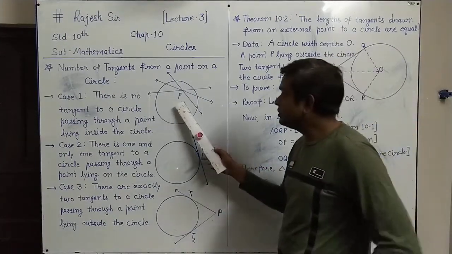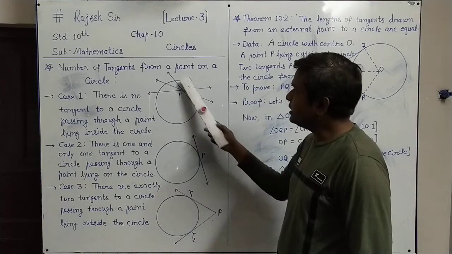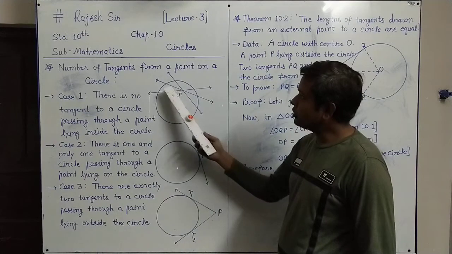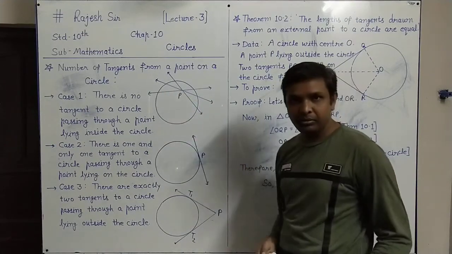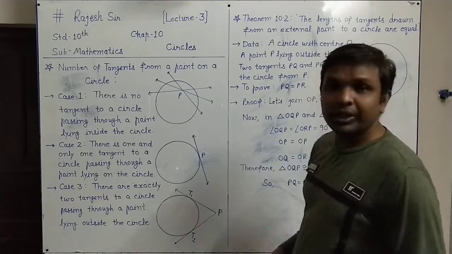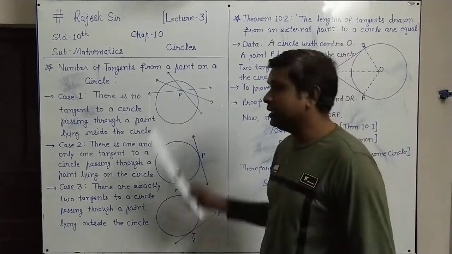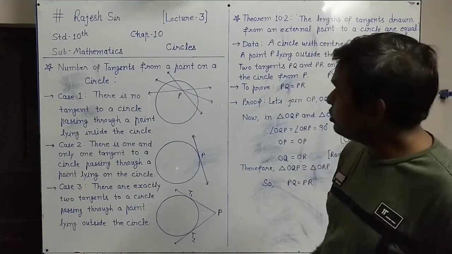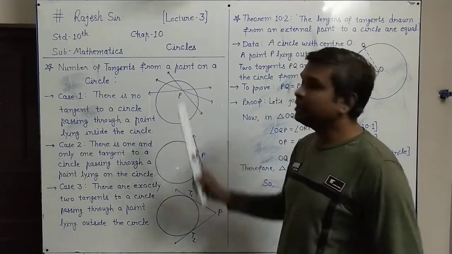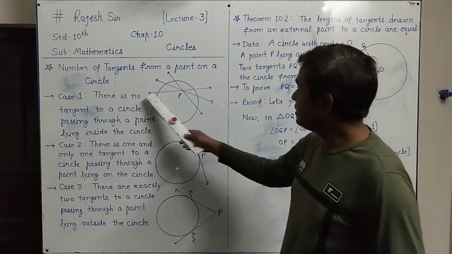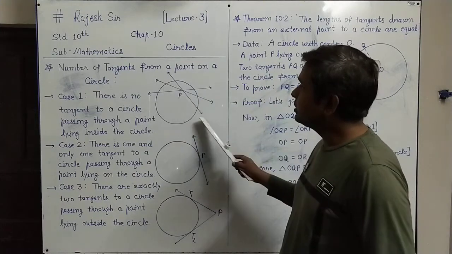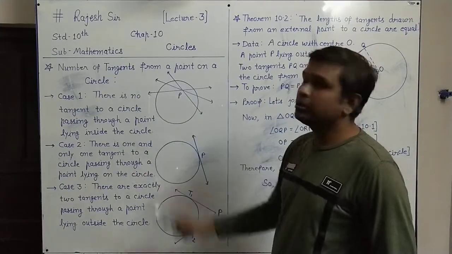In case 1, the point P is inside the circle, you can see, and we can draw so many lines through this point P. Now these three lines I have shown, you can draw many lines passing through P, but does any line passing through P become a tangent of the circle? Let's see, this is not a tangent because it is intersecting the circle at two distinct points. This is also through P, two distinct points. This is also two distinct points.